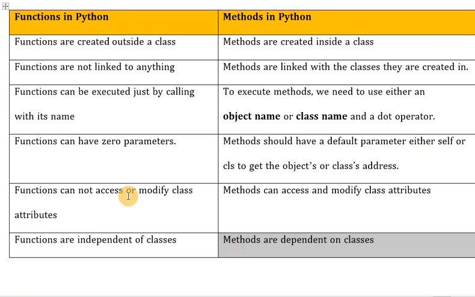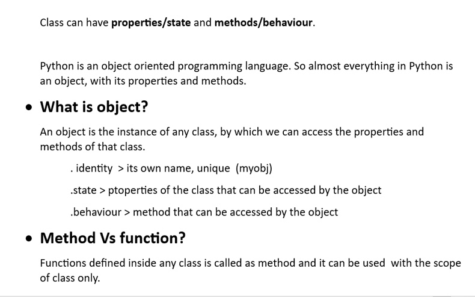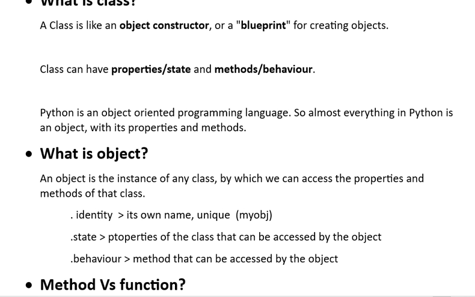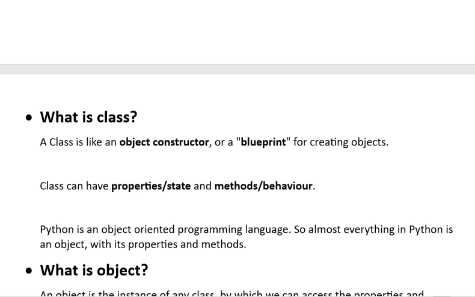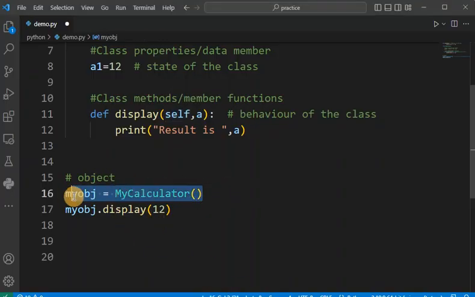So this much for this episode. We have well understood what a class is, what an object is, and what the difference is between a method and a function. We have gone through how the object can have identity, state, and behavior. Identity means the name of the object, state means the properties, and behavior means the methods. We have also understood how to create the class, how to create the object of the class, and how we can call the method of the class with the help of the object. All this we have understood in this episode.